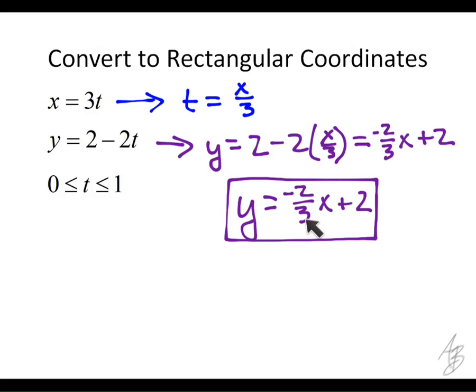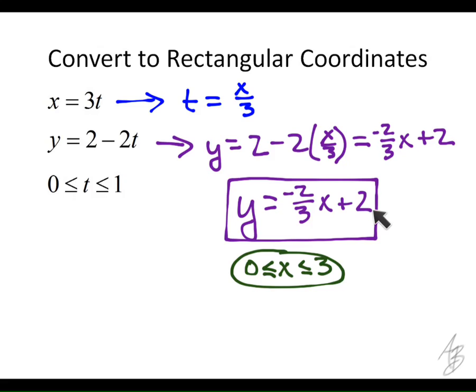Or, since this is a function of x, we could just plug in 0 and 1 for x here and see what our x values are going to range between. So if I did that, what would I get? If t is 0, then what is x going to be? 0. And if t is 1, what is x going to be? 3. So I know that x is only going to range from 0 to 3 here.